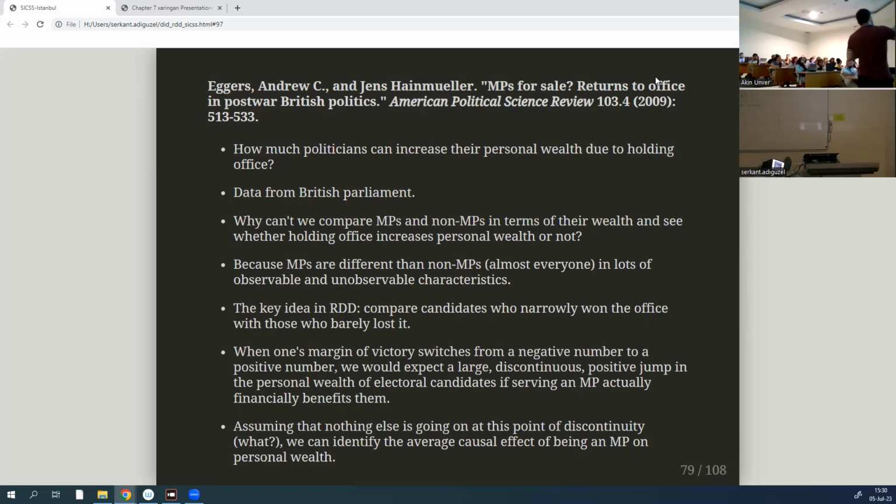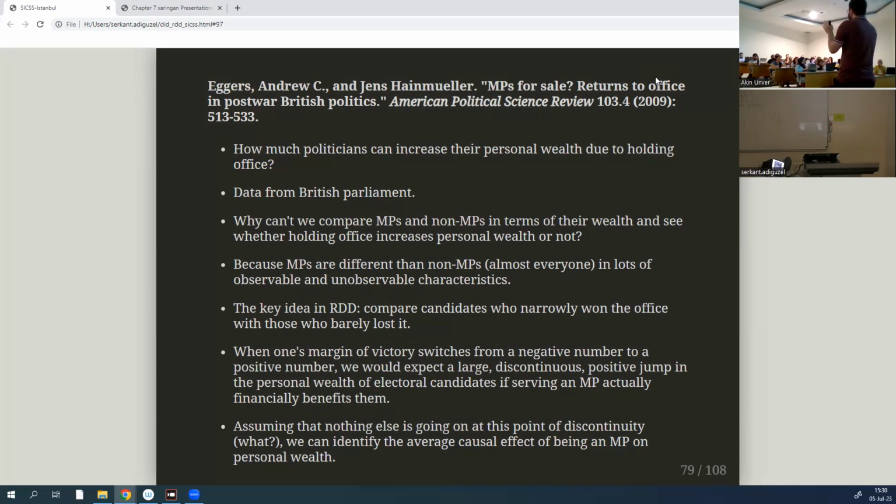So the idea is, well, there are all these people who are running for office, right? You can simply compare those who barely won elections and hence got a seat in the parliament with those who barely lost the office, hence they just didn't get the seat. The idea is that these groups, like those who narrowly won versus those who narrowly lost, are competitive, meaning that if you just look around that threshold, they are more compatible.